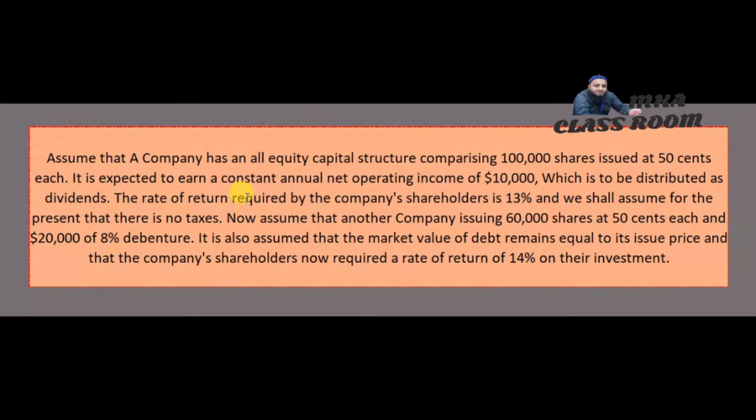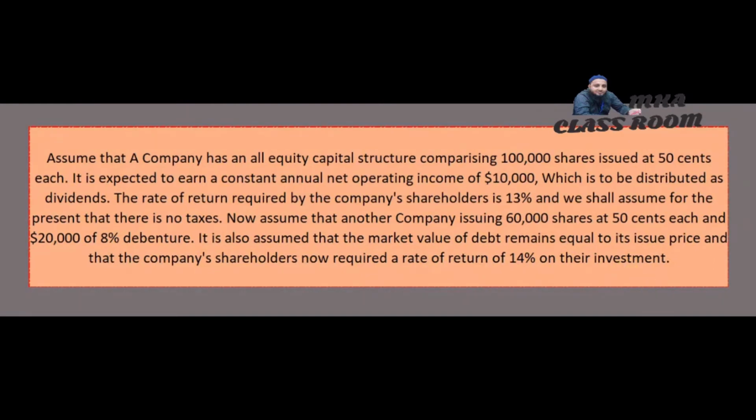It is expected to earn a constant annual net operating income of 10,000, which is to be distributed as dividends. The rate of return required by the company's shareholders is 13%, and we shall assume that the present situation has no taxes. Now assume that another company is issuing 60,000 shares at 50 cents, that means 30,000 equity shares and 20,000 borrowed funds, that means 20,000 of 8% debenture. It also assumes that the market value of debt remains equal to the issue price, and the company's shareholders have a required rate of return of 14%.